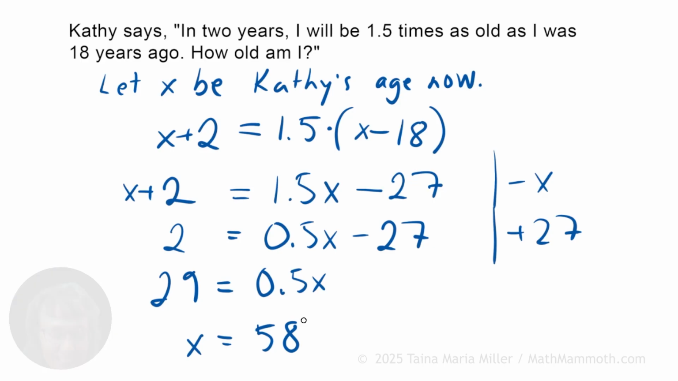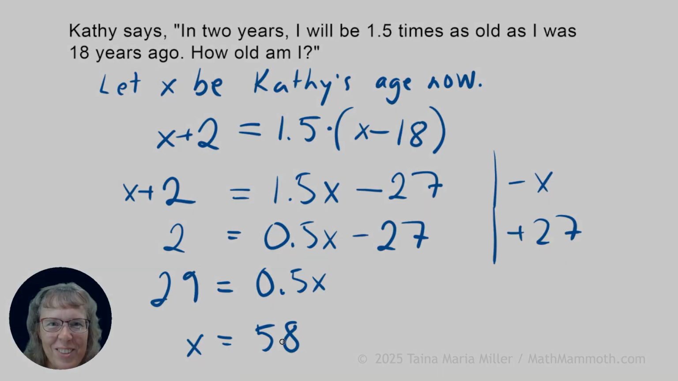Now let's check that this checks, so to speak, that it fits the original sentence that Kathy said. If she's 58 now, then in 2 years she will be 60. And 18 years ago she was 40. And yes, 60 is 1.5 times 40. So it checks. That's good.